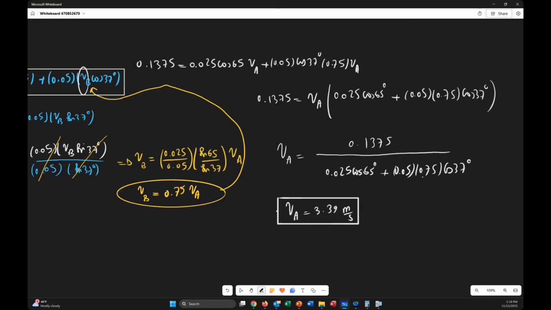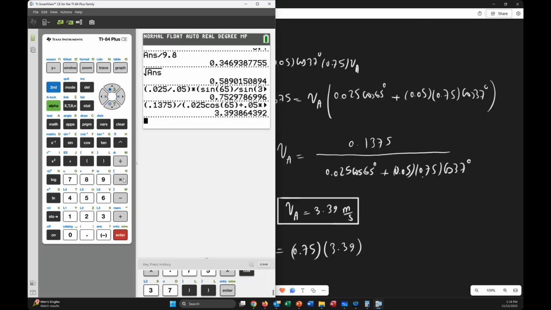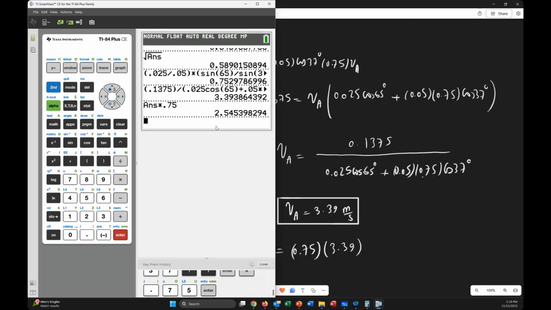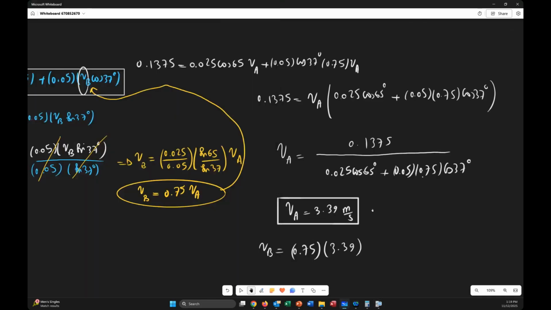What is the VB? VB is gonna be 0.75 times VA, yes? 3.39 times 0.75 will be almost 2.55, yes? VB will be 2.55 meters per second. Good? Okay. So we are done with part A and B.